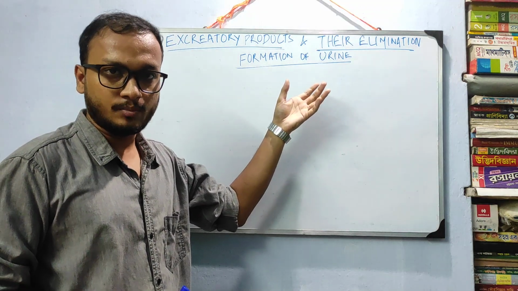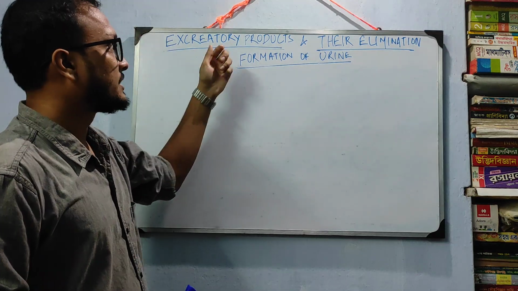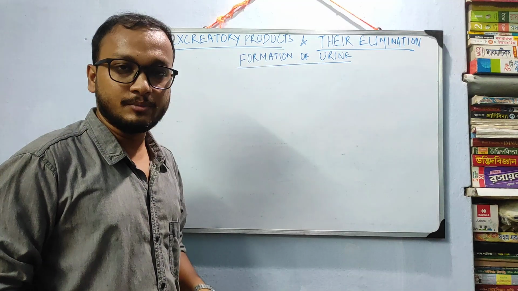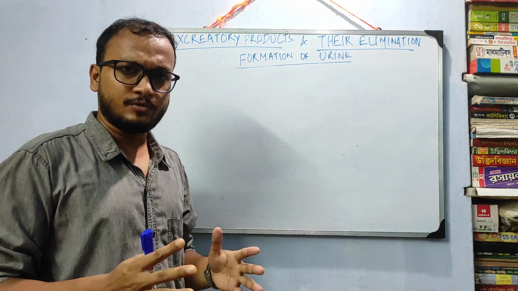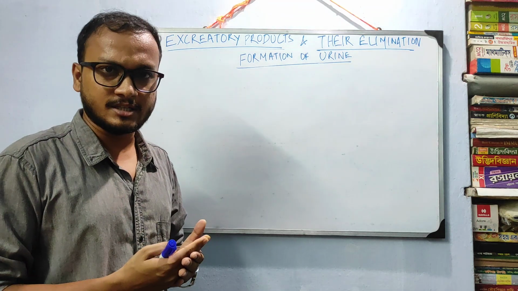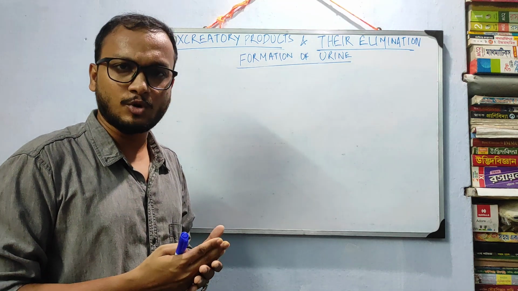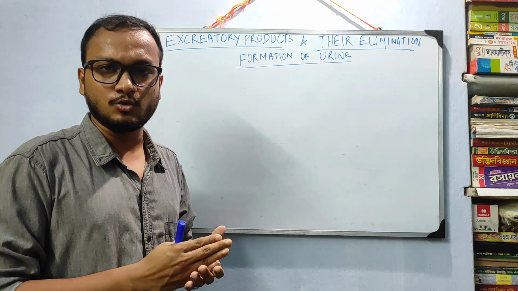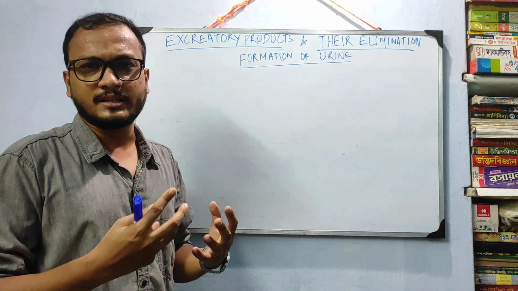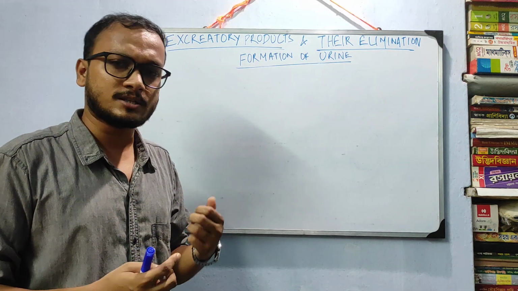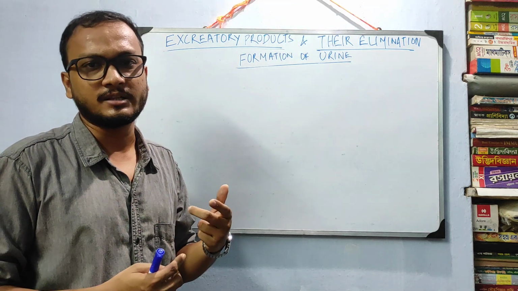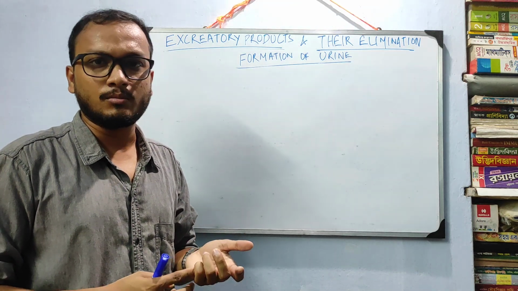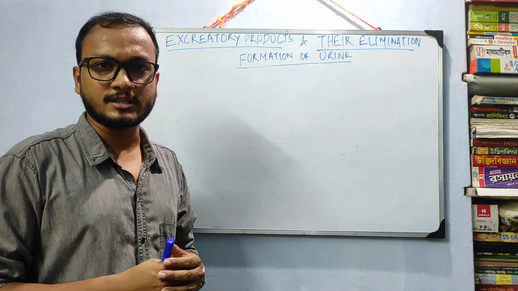Today we will cover the formation of urine. That is the main topic, and we are going through the chapter Excretory Products and Their Elimination. We covered a few portions, like what excretion is: removing metabolic waste from the body is known as excretion. Then we covered the excretory products, like urea, water, and inorganic salts like potassium, sulfate, and sodium chloride. All of those things are excretory products.